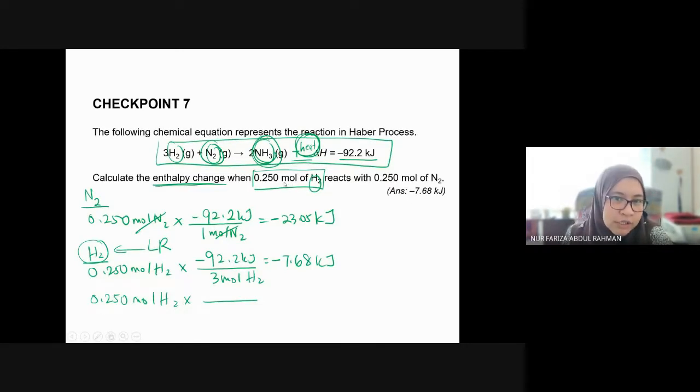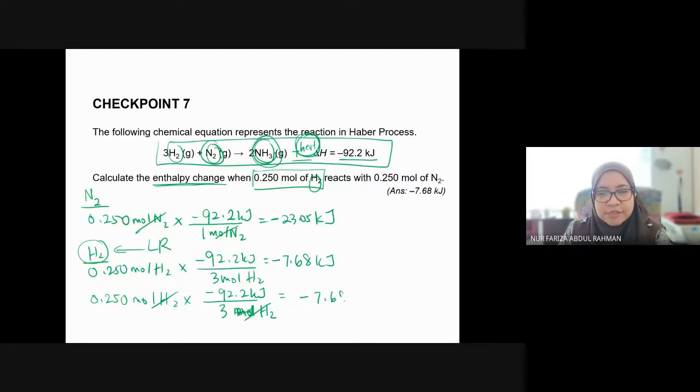Earlier you may wonder, madam, both of them are 0.25, right? Okay, it will vary here. Indeed the starting amount is the same, but you want to calculate. Let's calculate first. From the equation, the enthalpy change, mole, mole H2. From the equation, we require 3 mole of H2 to release 92.2 kilojoule. So the answer, mole cancel, what do we do? 7.68. Right?